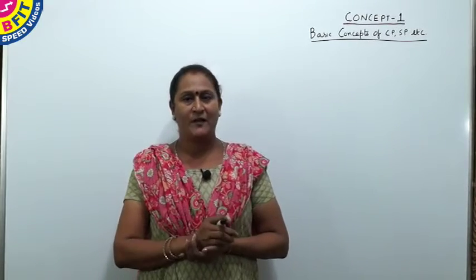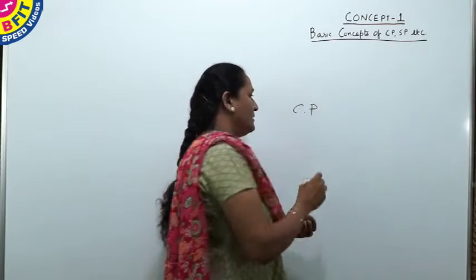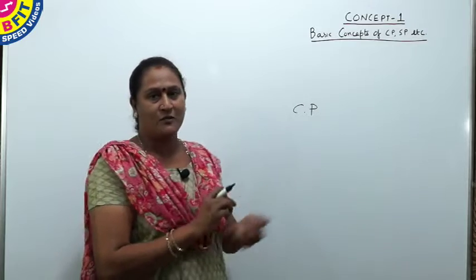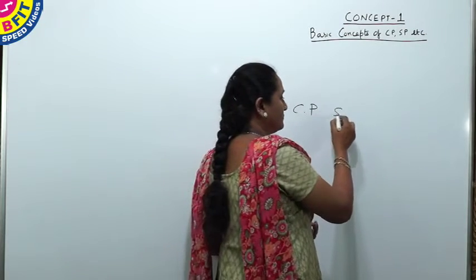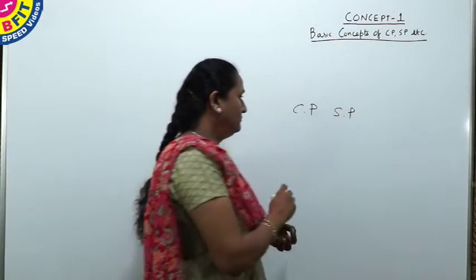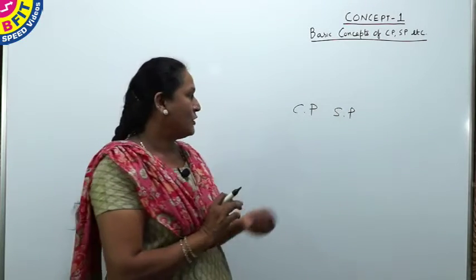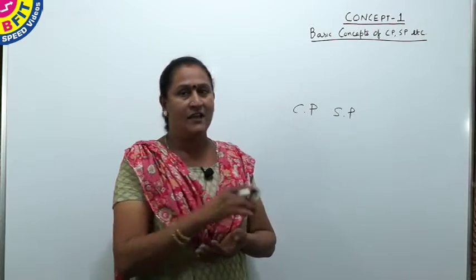And what is cost price? The amount which he spends to buy an article is cost price. And what is selling price? The amount which he gets in return is the selling price. So cost price is the one which he spends, and selling price is the value which he gets in return.